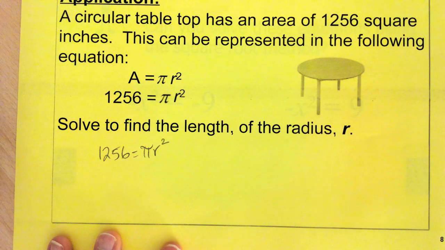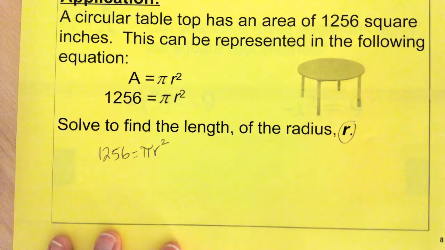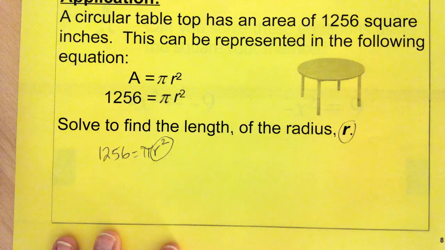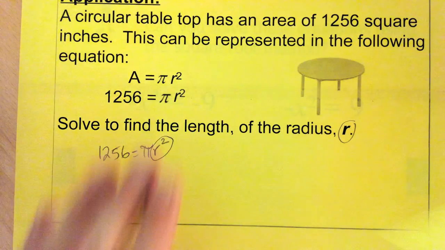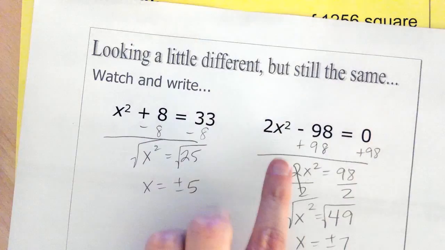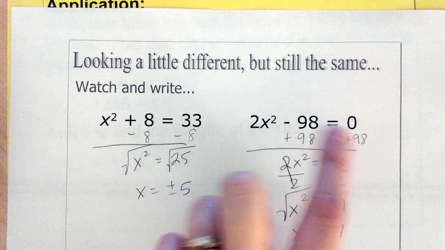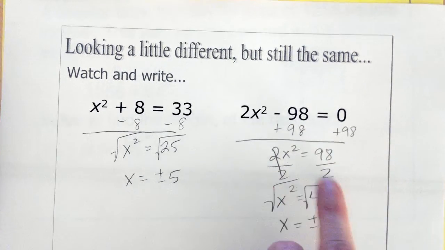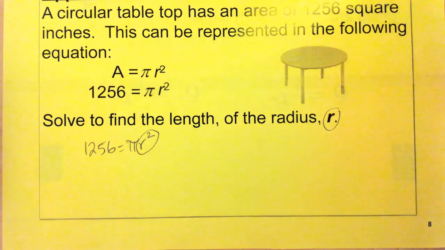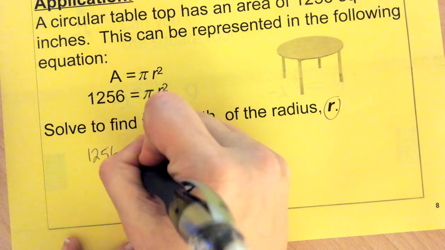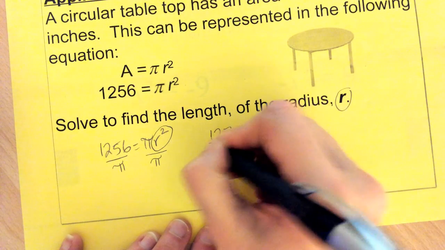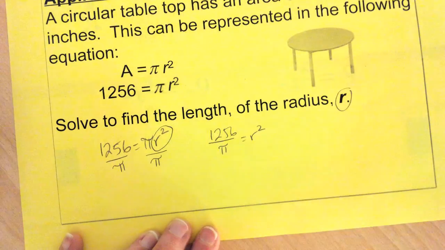Again, I want the radius by itself. This is kind of a literal equation. Right now I want to leave r squared by itself, just like in this problem here, where I'm trying to get the squared variable by itself. So I divide by pi. I have 1,256 divided by pi equals r squared.